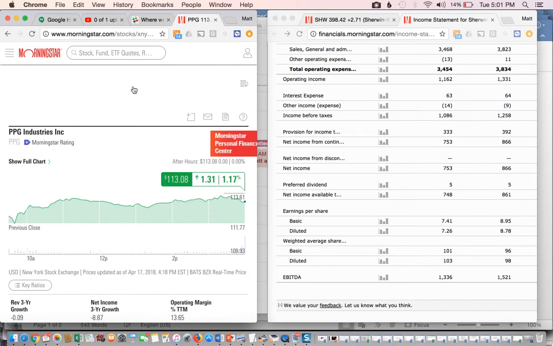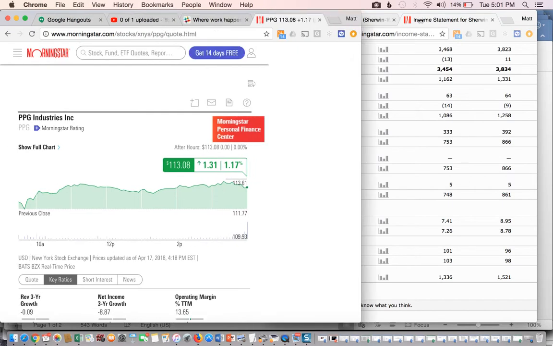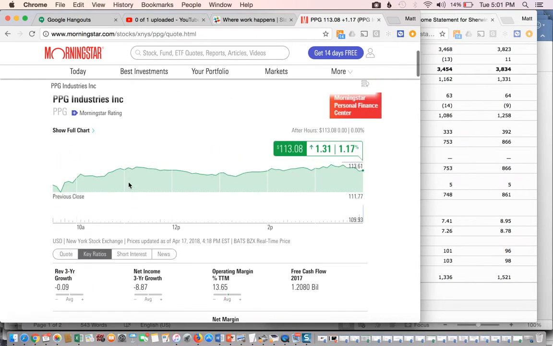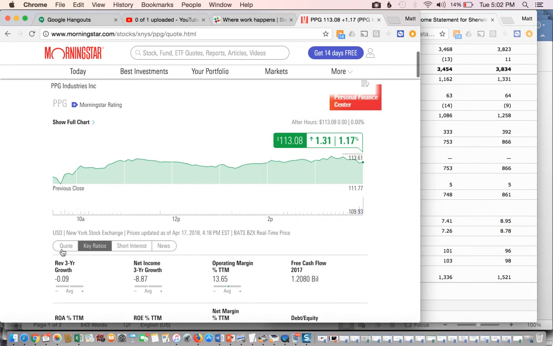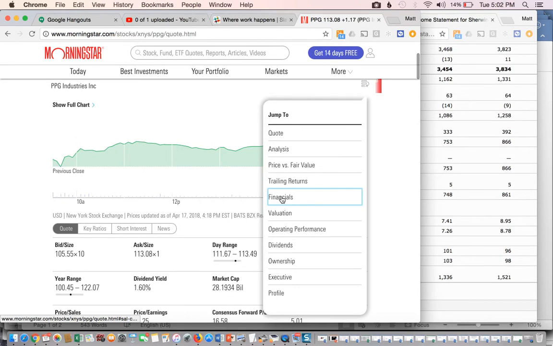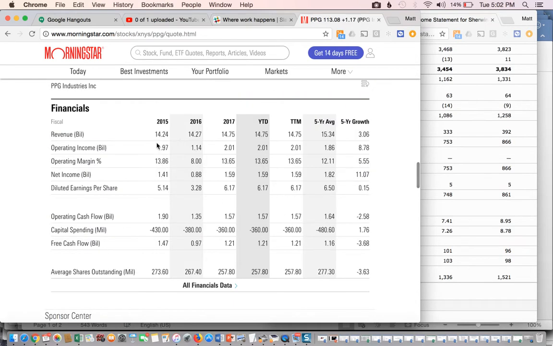When I look at PPG Industries, and I pull up on Morningstar their financial reports, I can get a better feeling of the things that we can learn there. So if I want to look at their financials, I can click on financials and I can see that revenue-wise, you can see that there is a much different growth from Sherwin-Williams. So they're growing faster. Operating margins are not growing real fast, but here's a story. Operating margin percent from 2015 to 2016 was a dramatic shift.